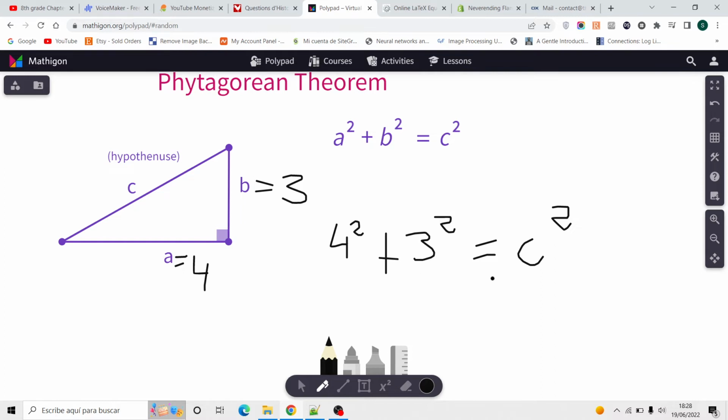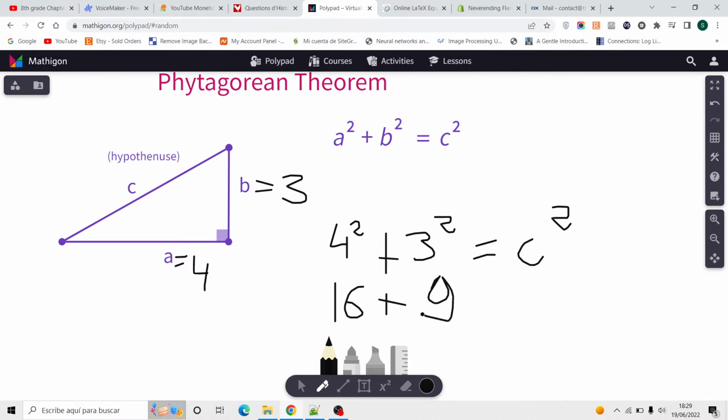So let's calculate C then. Let's calculate the value of the hypotenuse. So here we have an equation. We have to resolve a simple equation, okay, with C as the unknown value. Okay, so you can see my other videos on how to resolve a simple equation. So let's calculate. 4 squared equals 16 plus 3 squared equals 9.